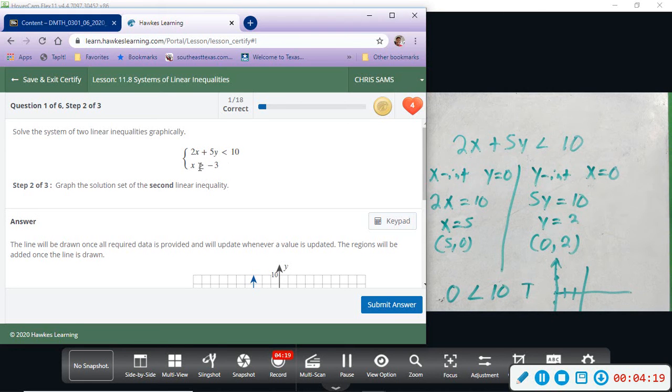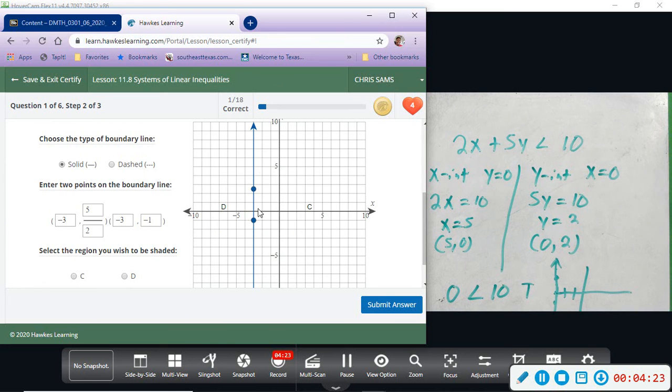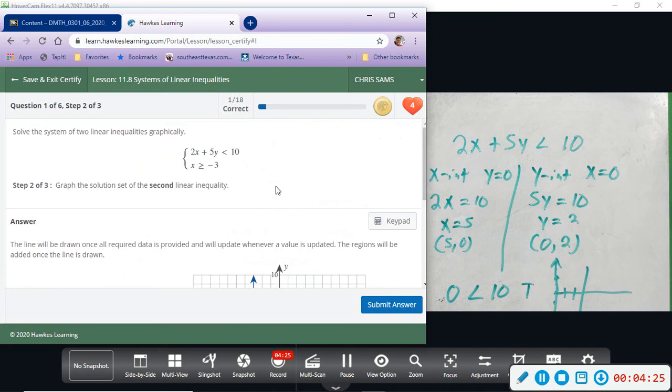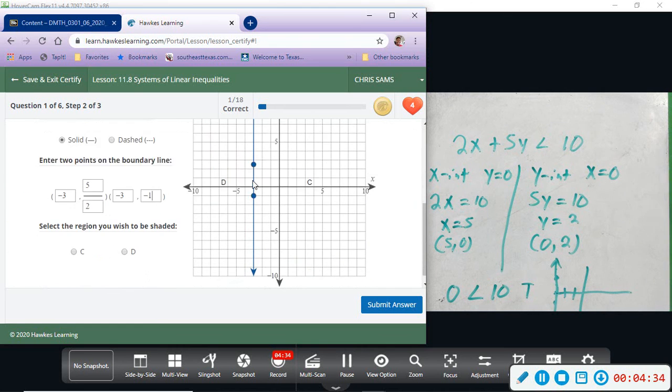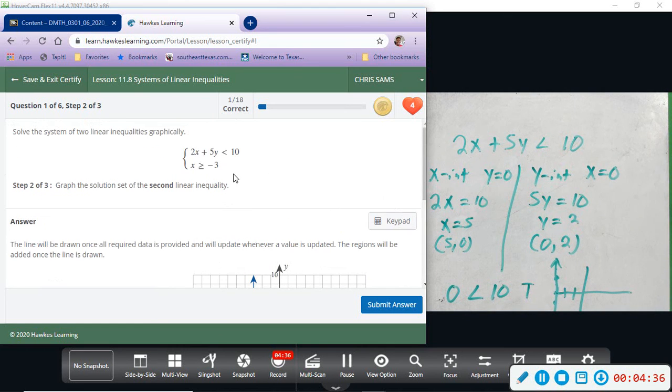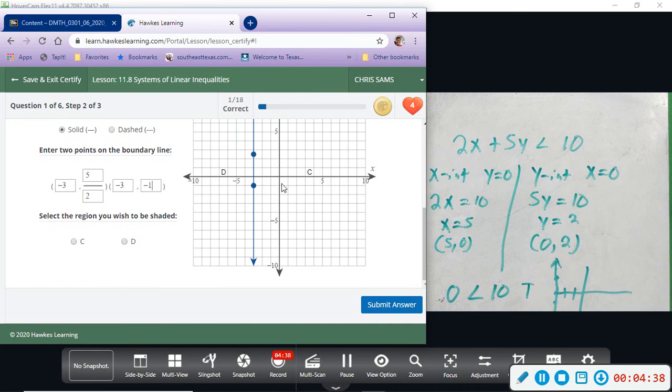Now it says x is greater than or equal to negative 3. Imagine this inequality like an arrowhead pointing to the right. So it's telling me to shade this side. As long as your variable is on the left-hand side, this inequality will point in the right direction. And you can also read it: it says greater than, so numbers bigger than negative 3 will be to the right. So we will be shading section C.